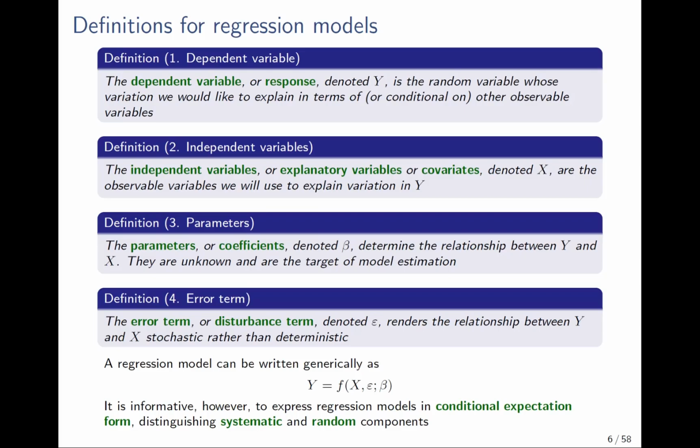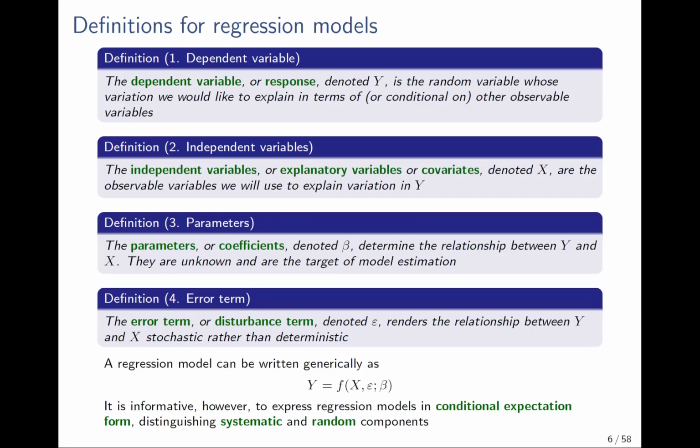The error term, sometimes called a disturbance, which we're going to denote by this curly e, renders the relationship between y and x stochastic rather than deterministic. So generically, we can write our regression model in this form: y is seen to be a function of x, an error term, and a set of parameters that determine the relationship between x and y. That's a very generic expression.